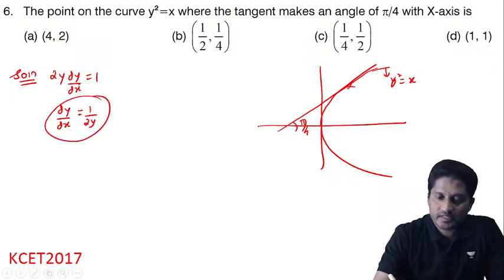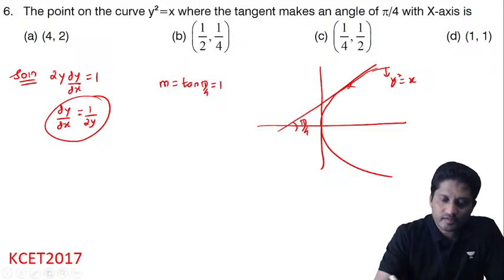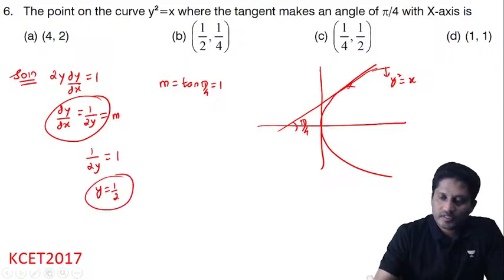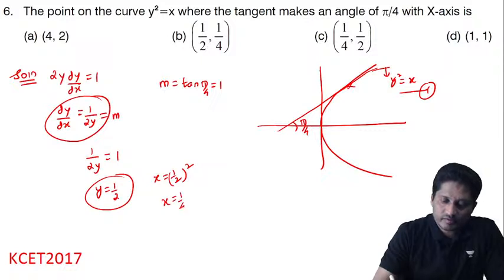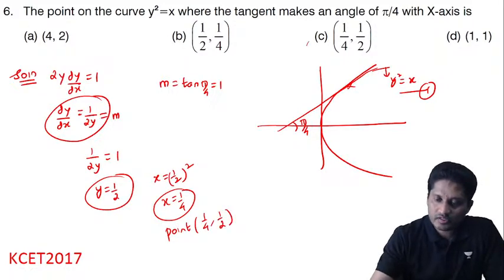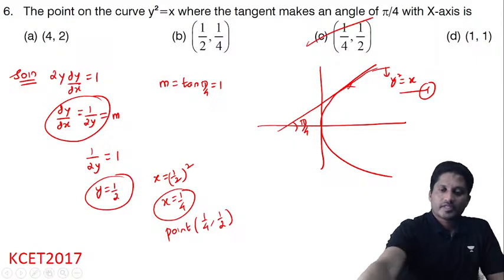Now according to the question, it makes an angle pi by 4 with the x axis. Slope m is equal to tan 45 equal to 1. So this is also the slope m. If I equate the two values, 1 by 2y is equal to 1, right? From this you get y is equal to half. If I substitute in equation 1, x is equal to 1 by 2 the whole square, which is 1 by 4. Point will be 1 by 4 comma 1 by 2. Answer is option C. Let's move to the next question.